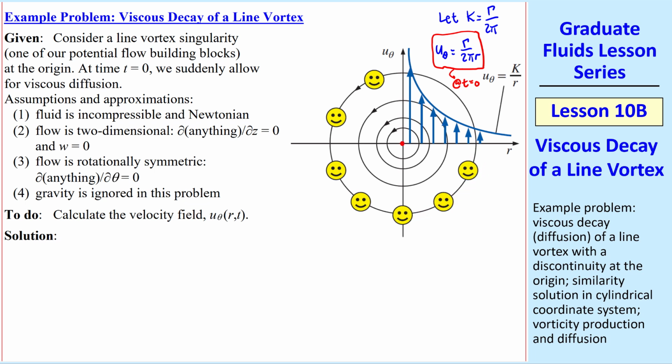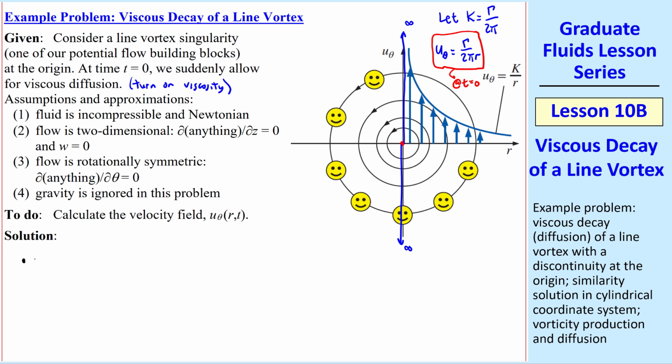But the origin is a singularity. The velocity immediately to the right of the origin goes towards infinity, while that at the immediate left goes to infinity in the opposite direction. But at t equals 0, we suddenly allow viscous diffusion. You can think of it as turning on viscosity. The fluid is incompressible and Newtonian, two-dimensional, rotationally symmetric, which means nothing changes with theta, and gravity is ignored.